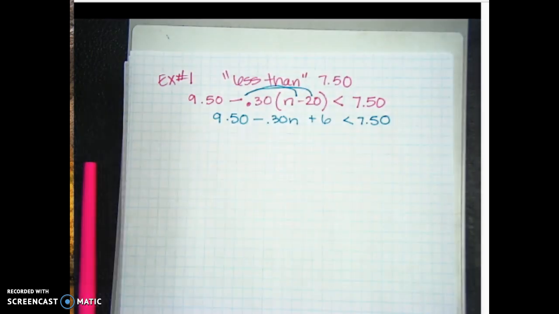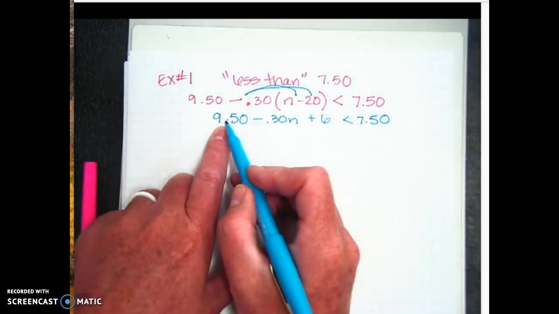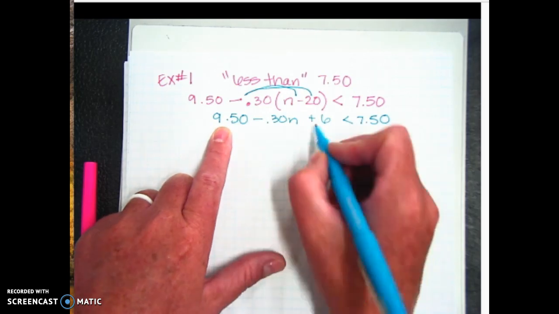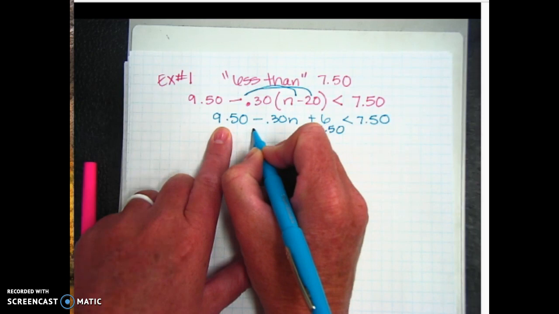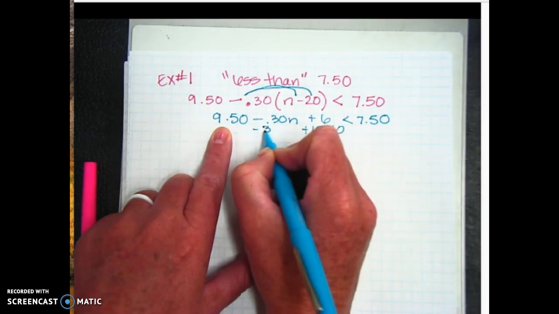All right. Now algebraically, I need to combine like terms and solve for my variable, right? So I'm going to combine the $9.50 and the $6 to get $15.50. Bring down that negative 30 cents.